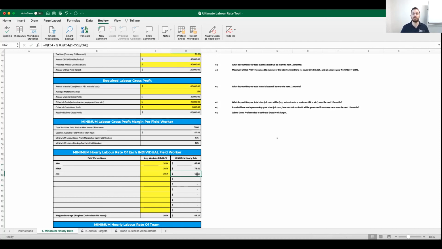This is happening because when we've got a greater amount of hours in the 8-hour workday that we're actually getting billed to a client or a job, it means that there's more hours to cover the cost of the salaries and the overheads and the net profit goal across.